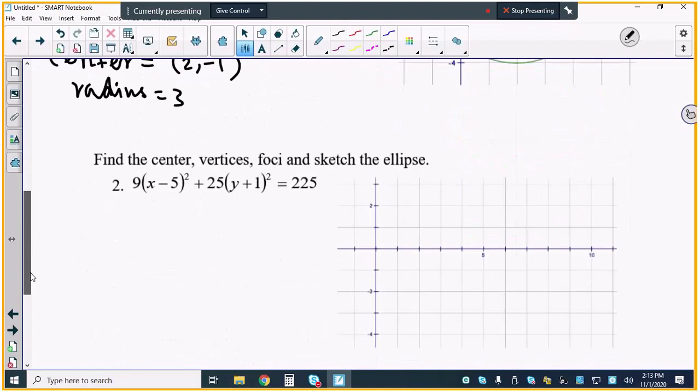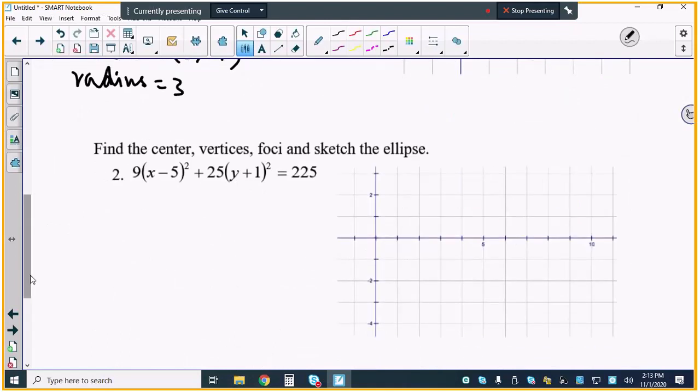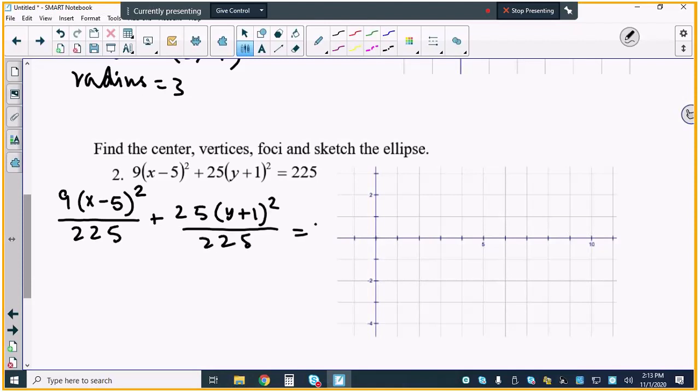So the next problem is asking us to find the center, vertices, foci and sketch the ellipse. So first and foremost, I have to make the right hand side 1. So I will divide both sides by 225 and I will get 9 times (x minus 5) squared over 225 plus 25 times (y plus 1) squared over 225 equal to 1. 9 divides 225 and I get (x minus 5) squared over 25, plus 25 divides 225 and you get 9.